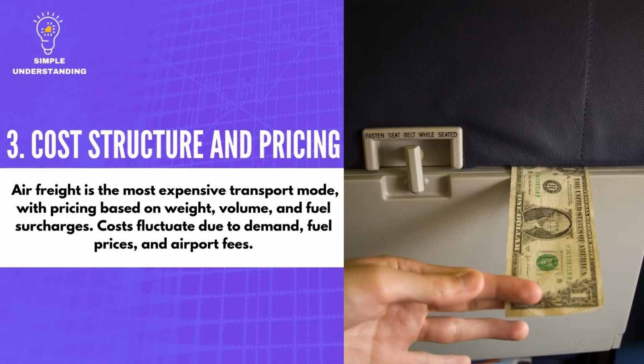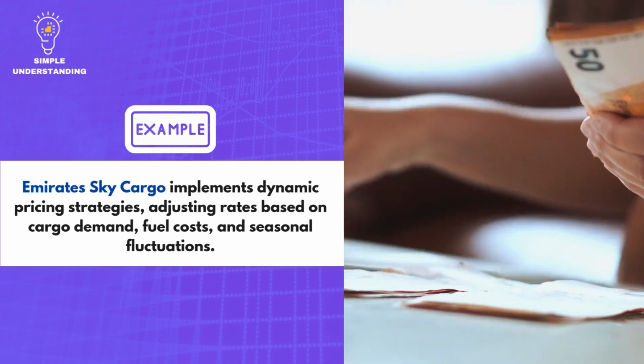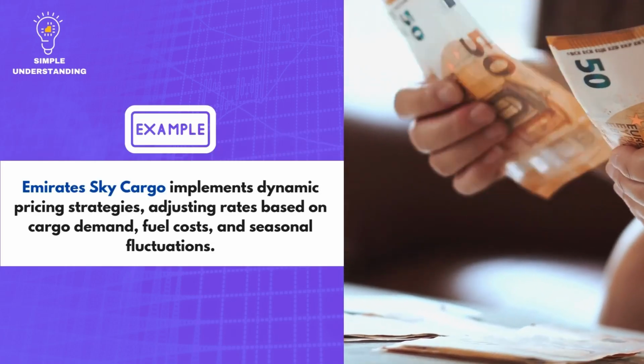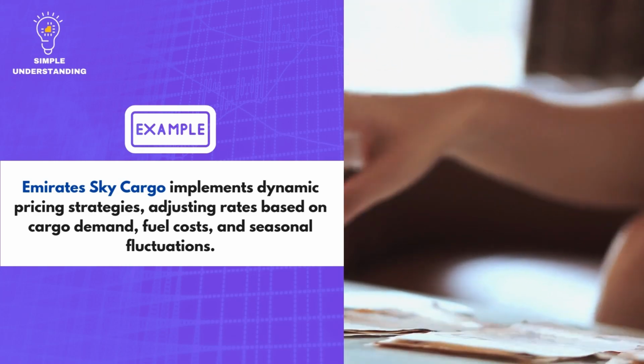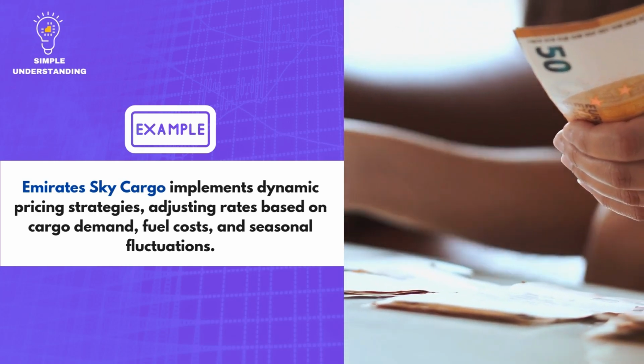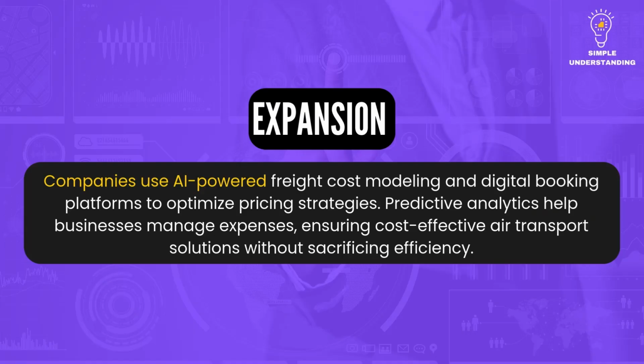3. Cost structure and pricing. Explanation: air freight is the most expensive transport mode, with pricing based on weight, volume, and fuel surcharges. Costs fluctuate due to demand, fuel prices, and airport fees. Real company example: Emirates Sky Cargo implements dynamic pricing strategies, adjusting rates based on cargo demand, fuel costs, and seasonal fluctuations. Expansion: companies use AI-powered freight cost modeling and digital booking platforms to optimize pricing strategies.